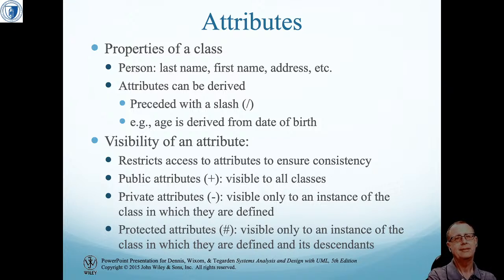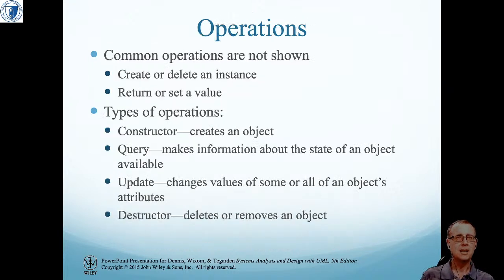and you can have visibility. And there are three types of visibility: public, private, and protected. Right? Public, anybody can see it. Private, only the class can see it. Or rather, objects of the class can see it. And protected, it's only visible to an instance of the class they were defined in and its descendants. Right? Private is not visible to descendants.